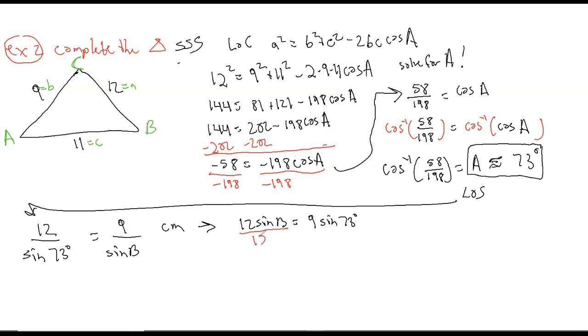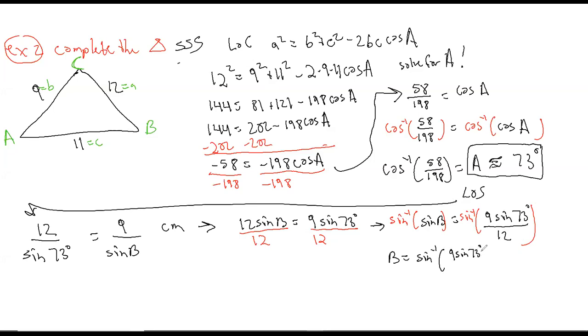The algebra that you do for this stuff, as long as you're actually doing your homework, you end up doing very similar algebra over and over. So hopefully you'll get used to it. So that will give us sine of B equals 9/12. Yeah, that reduces to 3/4. I'm not going to reduce it because it's going in a calculator. 9 sine of 73 degrees over 12. If it made a whole number, I'd reduce it. Then we take the inverse sine of both sides. And that tells us that B is equal to the inverse sine of 9 sine of 73 degrees over 12, which rounded to the nearest tenth.